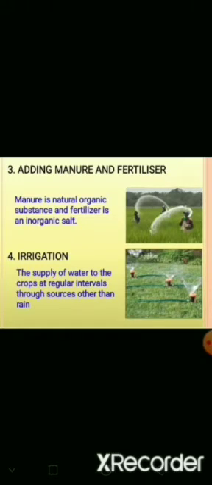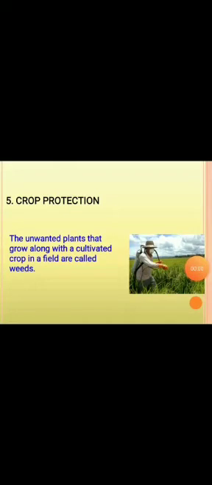The fourth step is irrigation. The supply of water to the crops at regular intervals through sources other than rain is known as irrigation. The fifth step is crop protection. Crops should be protected from weeds. The unwanted plants that grow along with the cultivated crop in a field are called weeds. Weeds can be removed with the help of a khurpi or by weedicides.